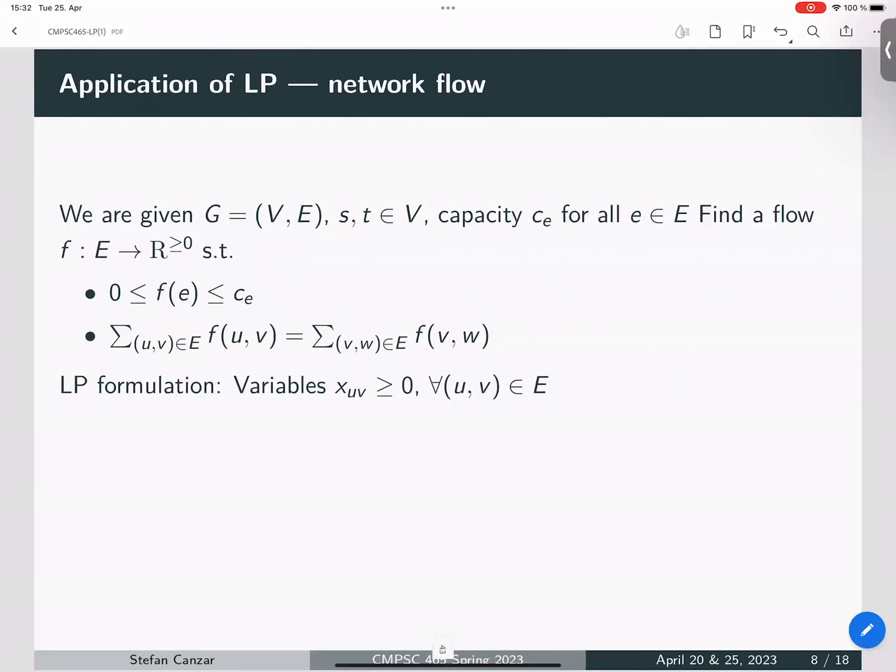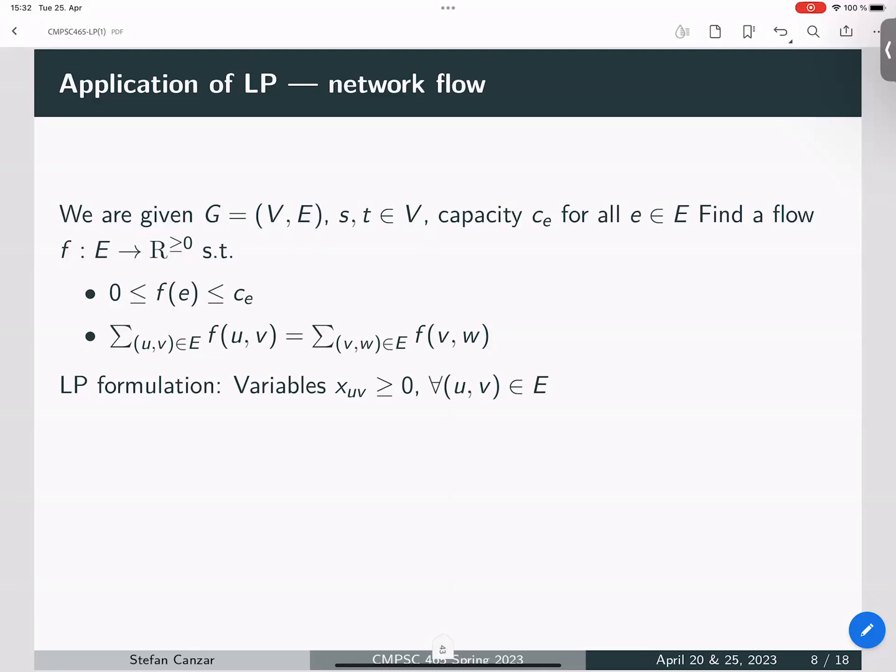So the variables will look like this. We have a variable xuv that needs to be non-negative because we said flow. I mean, you can see that flow is non-negative here. So for every edge, we are able to send some non-negative flow. This is what we capture in these variables xuv.